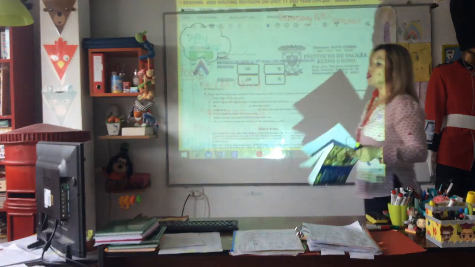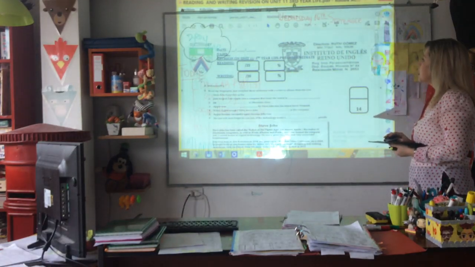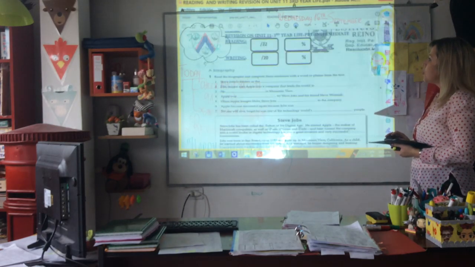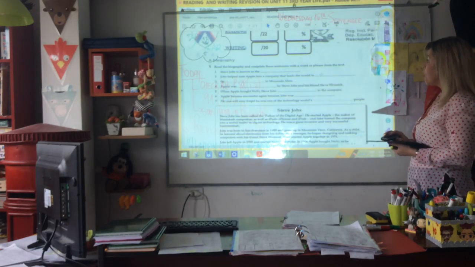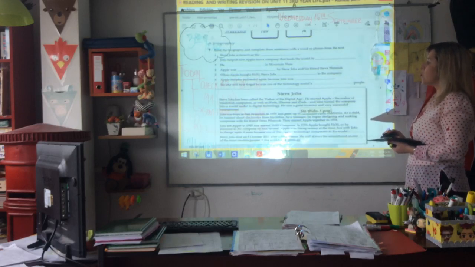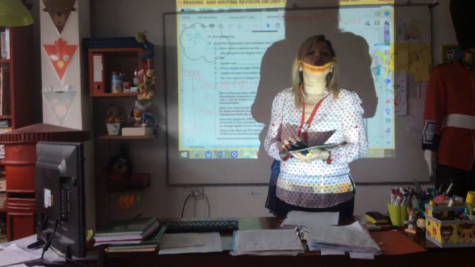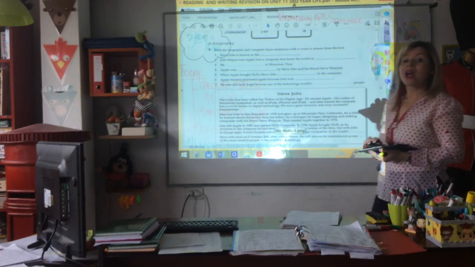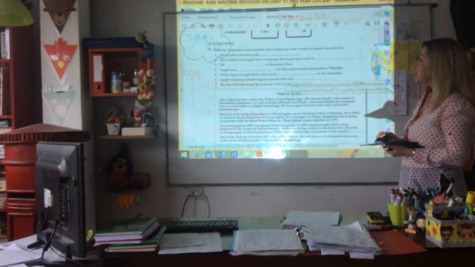Okay, so that's the revision on unit 11. You have the reading and the writing, yes? You have to read the biography and complete the sentences with a word or phrase from the text, okay? First of all, you have to read the text to have an idea of what it is about. And then you have to read it for the second time, and look for the specific information you need to complete the sentences.